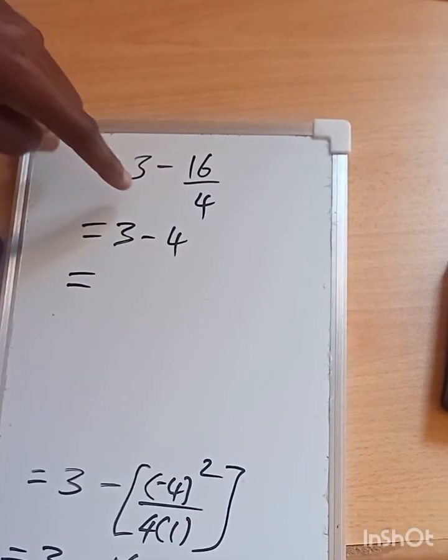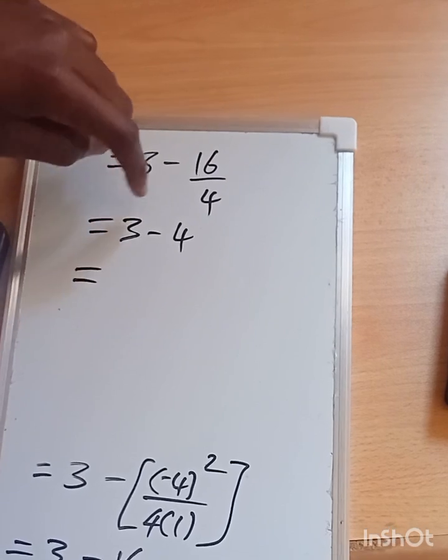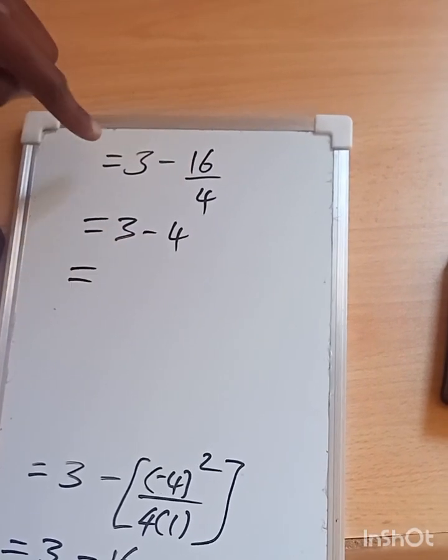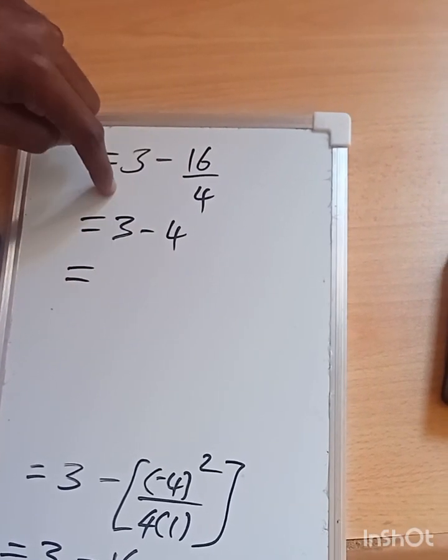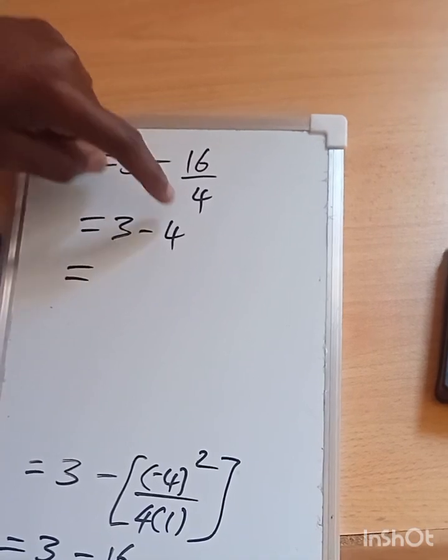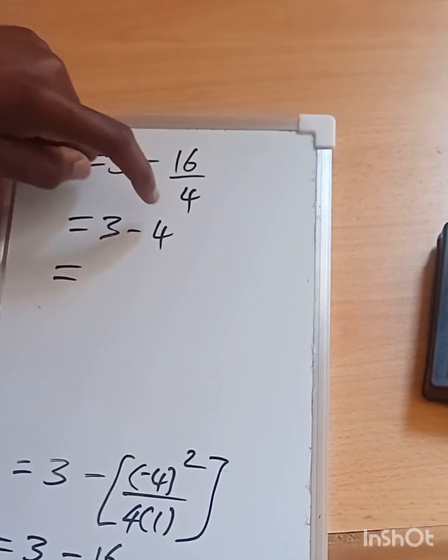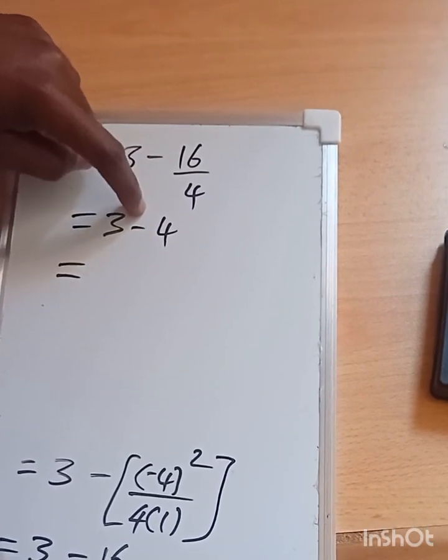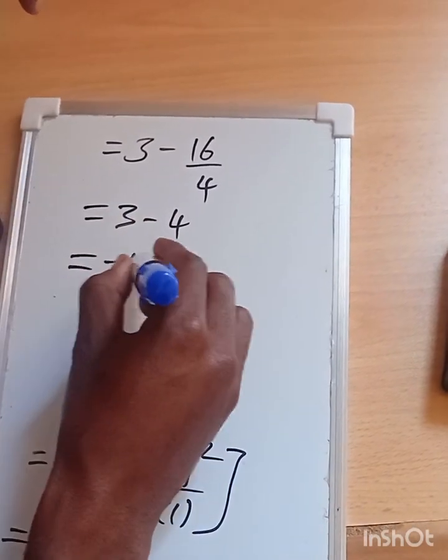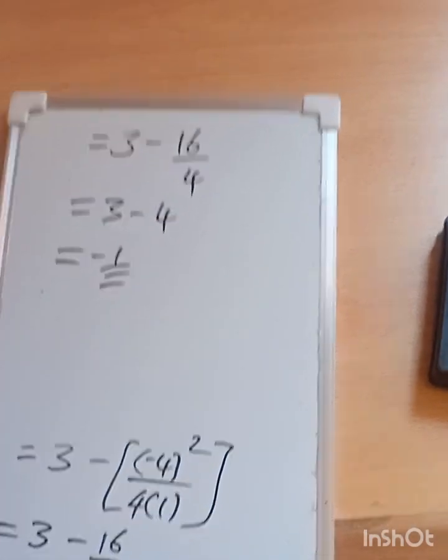So signs, we have different signs. This is positive 3 minus 4. So different signs, you always subtract and get the sign of the greater number. So 4 minus 3 is a 1, but the sign of the greater number is negative. So you have negative 1 as your minimum value. You're done.